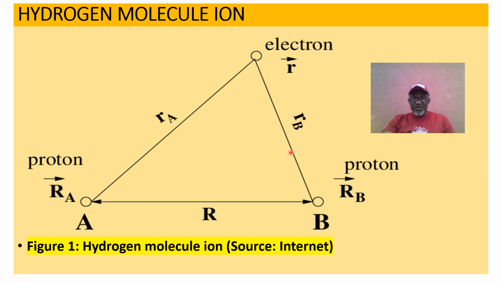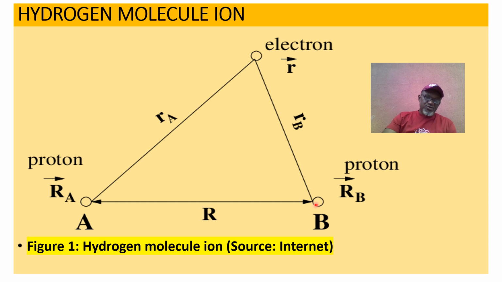Now for the hydrogen molecule ion, this is a proton, this is a proton. The separation between the protons is capital R. This is the one electron. There's an attraction between this electron and this proton, and an attraction between this electron and the other proton, but there's a repulsion between these two positive centers.